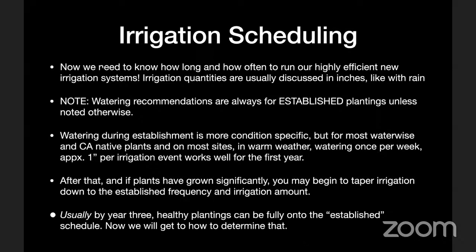And then also note that when you look at watering recommendations, they're always for established plantings unless noted otherwise, which means when your plants go into the ground fresh, they're going to need more water until they get rooted out, until they grow some. In general, water-wise California native plants, if they're planted, especially in the fall or the winter, are going to want water in most areas about once a week the first year, or maybe 2, and then can be tapered off to a deep watering every 3 to 4 weeks in most cases.